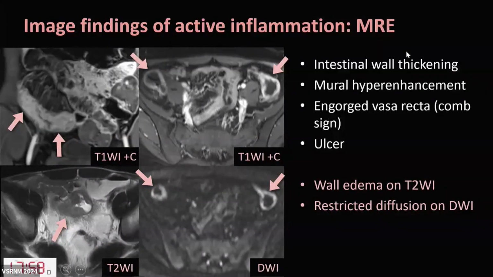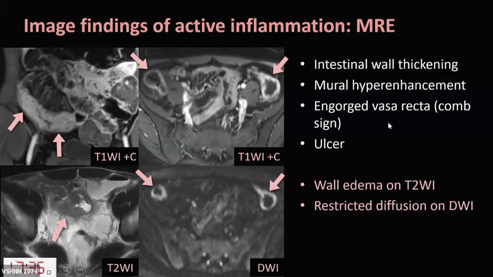Okay, on MRE, these are similar findings. Then compared to the CT, it's the same. We can see these findings on the post-contrast images. So this is the wall thickening, and this is the engorged vasa recta. And now we have ulcers here at the descending colon.